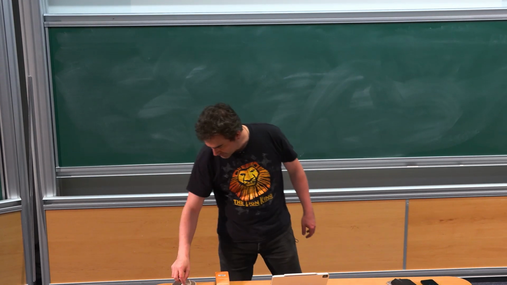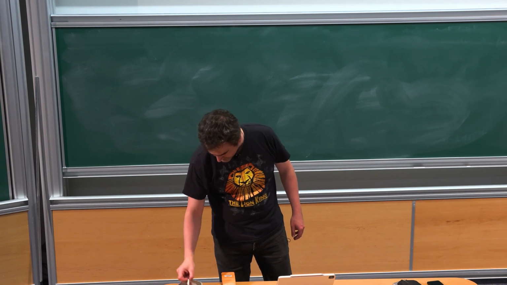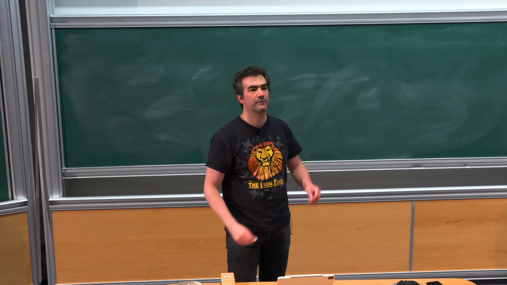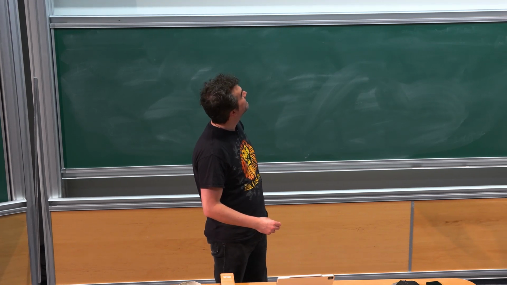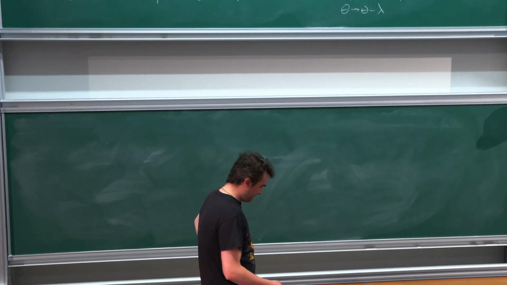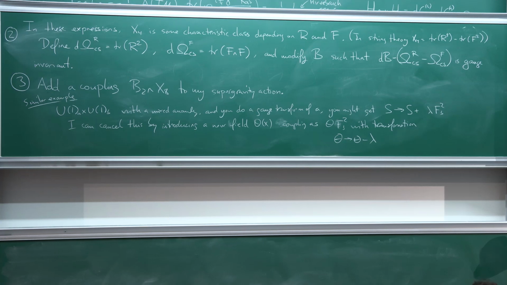So today and tomorrow I want to talk about SymTFTs. Yeah. So can you say a bit more about when you're allowed to change the gauge transformation of something like B? Like, why are you allowed to do this, change in the gauge transformation?